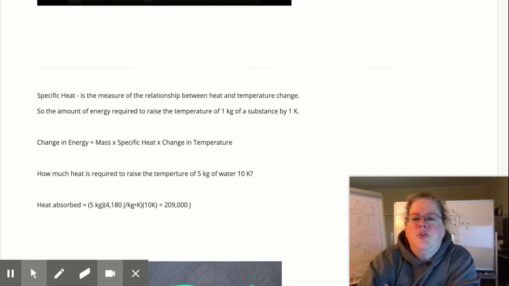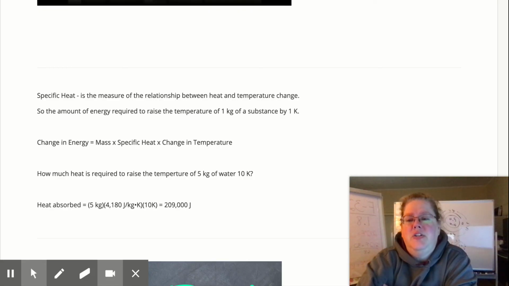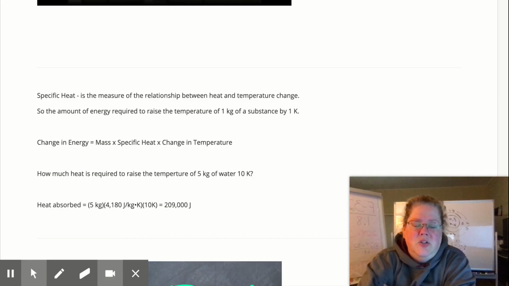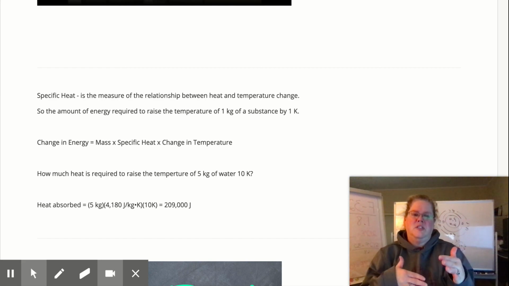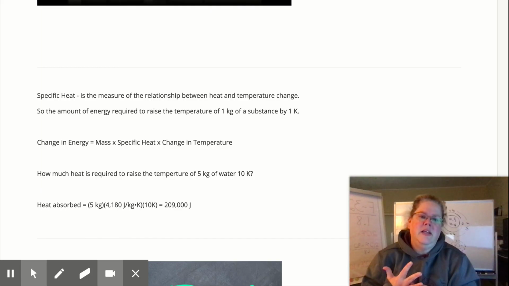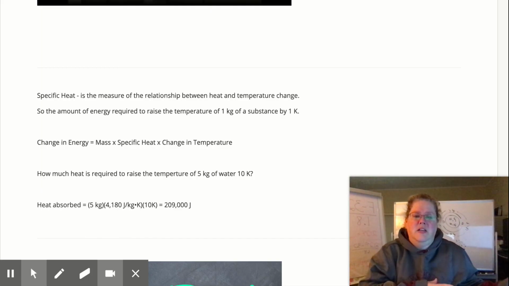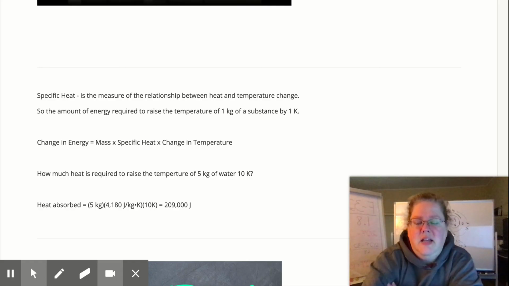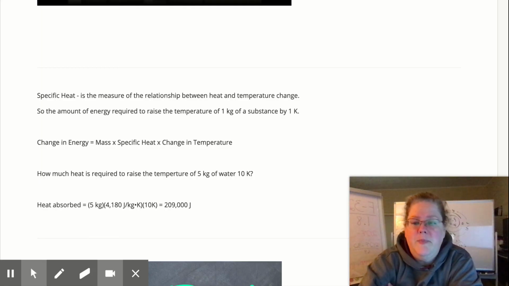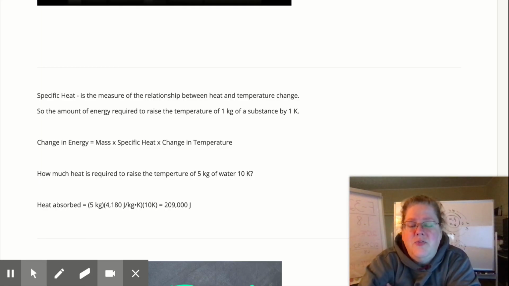Specific heat is the measure of the relationship between heat and temperature change. It's the amount of energy required to raise the temperature of 1 kilogram of a substance by 1 Kelvin. Remember, if you remember back from a long time ago in 8th grade, 1 Kelvin and 1 degree Celsius are the same size; Kelvin is just the Celsius scale shifted down by 273 degrees. So it's like raising 1 kilogram of a substance by 1 degree Celsius. But in this case, we say Kelvin because it's science, and science uses the freezing point of absolutely everything, where all electrons stop moving.